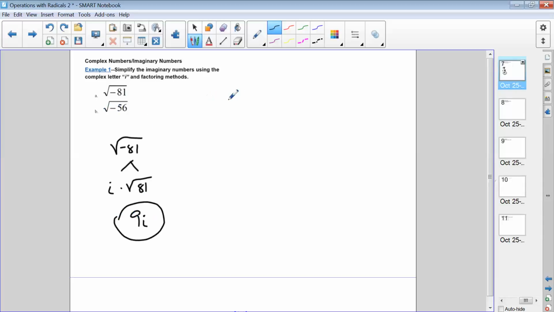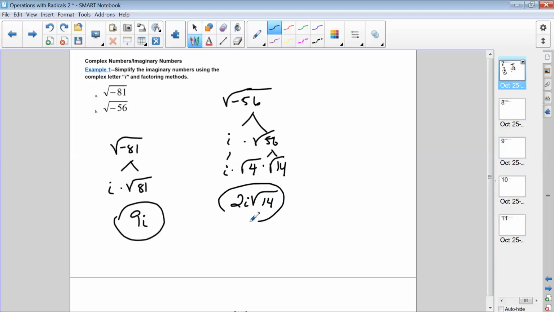Again, you recognize you've got the square root of -56. We're going to have i times the square root of 56, which would then become the square root of 4 times the square root of 14. We're going to keep bringing our i down. So the square root of 4 becomes 2, so I get 2i times the square root of 14.